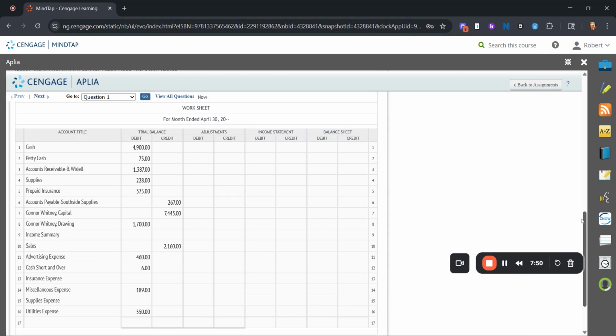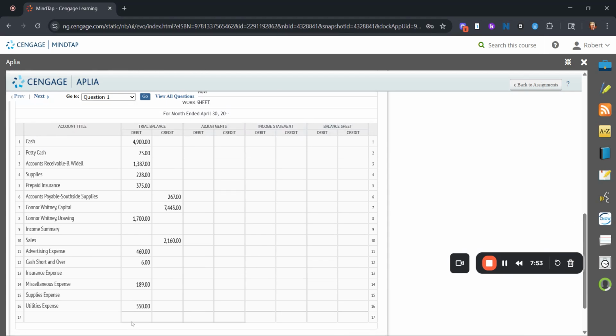So now the next part of this process is, now that we have all those filled in, we are just going to total the two columns. $49 plus 75 plus 1387 plus 228 plus 375 plus 1700 plus 460 plus 6 plus 189 plus 550. You should have 9870 for the total of the first column.